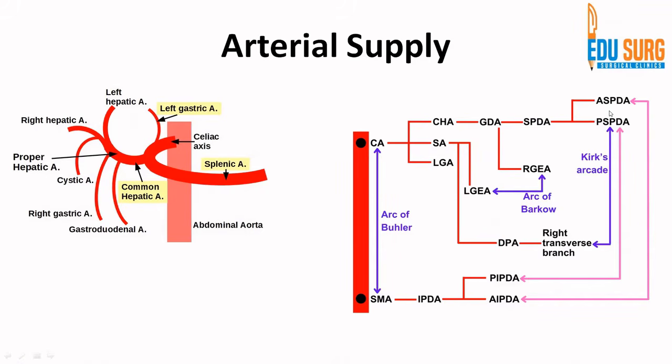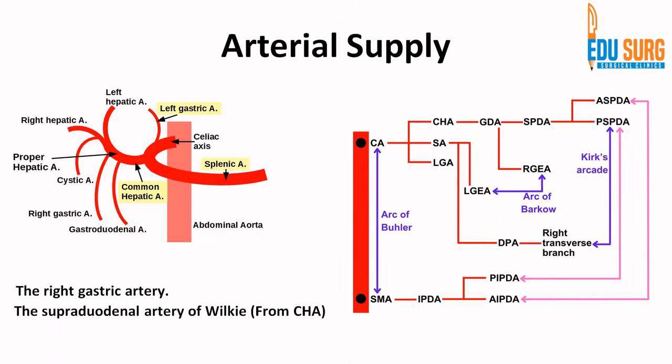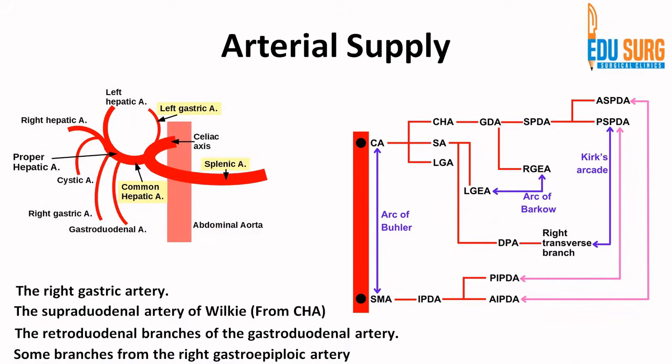So that is the most important supply of the duodenum. Branch of celiac axis, common hepatic, GDA gives the superior pancreaticoduodenal artery branches. So this schematic will help you in understanding the arterial supply. Other important branches are the right gastric artery, usually from the proper hepatic artery, the supraduodenal artery of Wilkie from the common hepatic artery, some retroduodenal branches from the gastroduodenal artery, and some branches from the right gastroepiploic artery. So this in essence covers the entire arterial blood supply to the duodenum.